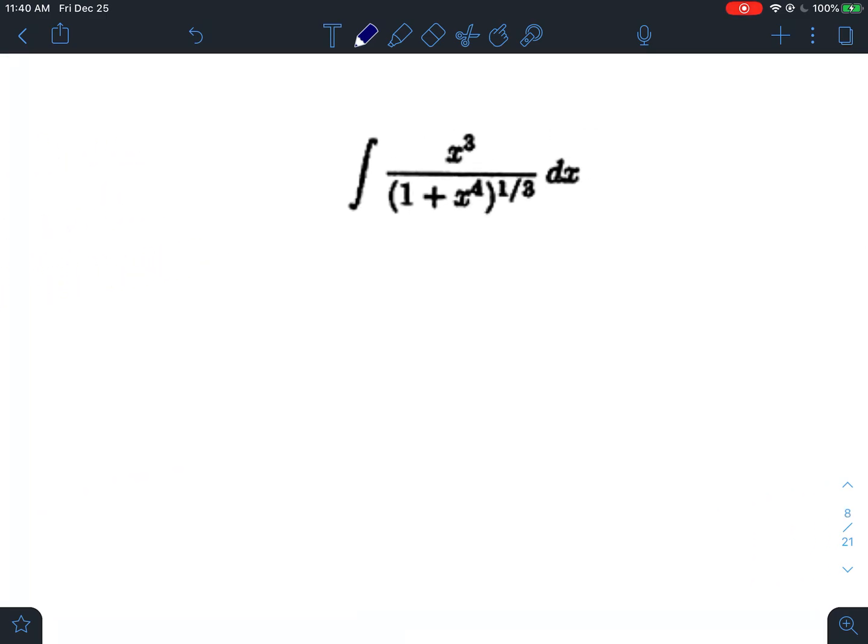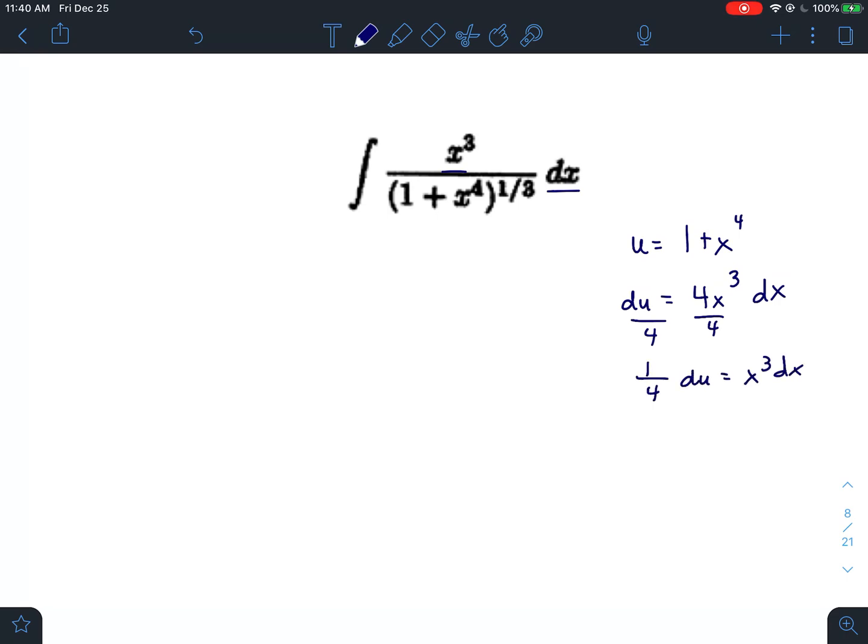And on the next one, we have x to the 3rd over (1 plus x to the 4th) all raised to the 1/3 power. So u could be the inside function of 1 plus x to the 4th. And so du would be the derivative of that, which would be 4x to the 3rd dx. We have an x to the 3rd dx, but not the 4, so we'll divide both sides by 4.